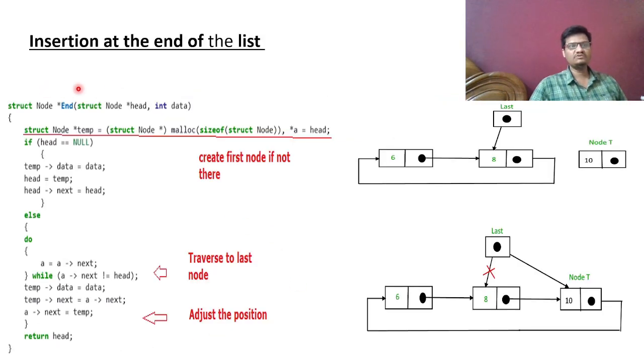Hi guys, now we'll see how to insert a new node at the end of a circular linked list. As you can see, this one is a circular linked list having two nodes, 6 and 8, as the data parts. As we all know, in a circular linked list, the last node's reference links to the starting address. That's how the circular linked list behaves.